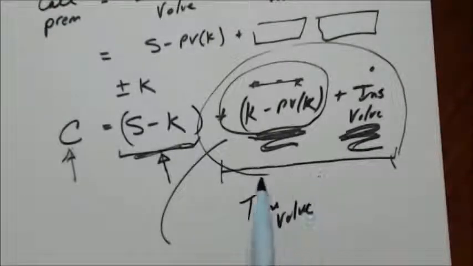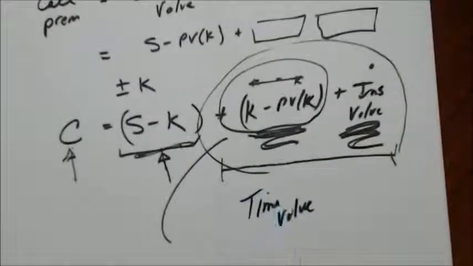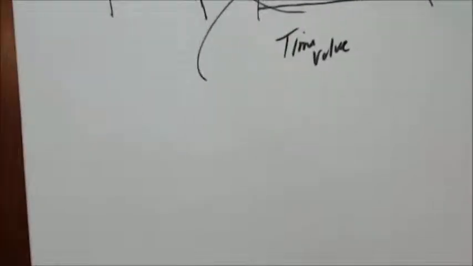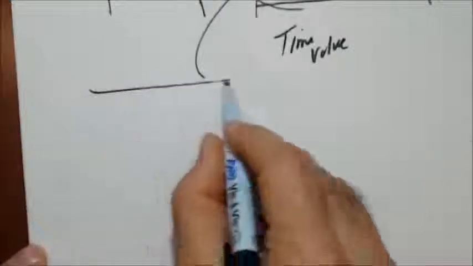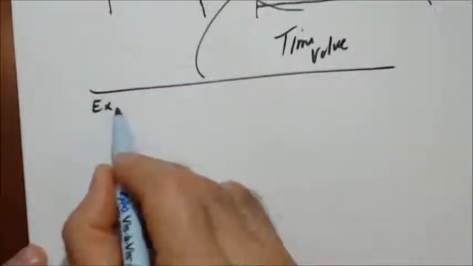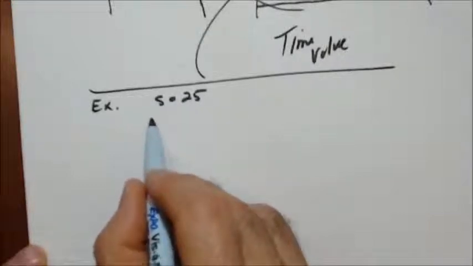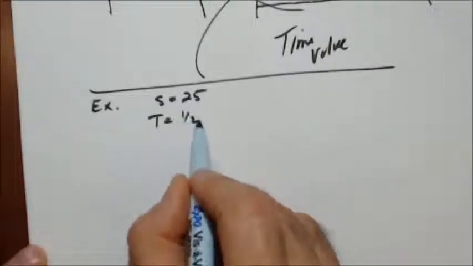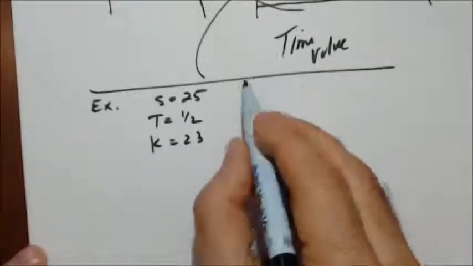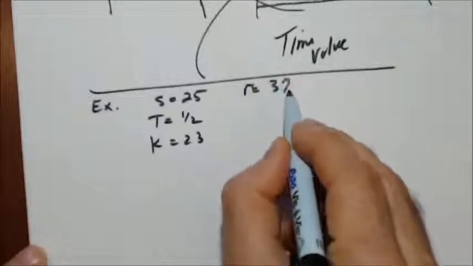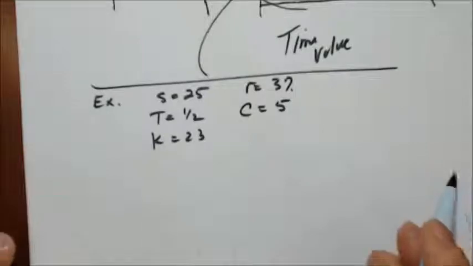Let's think about this now. Let's do an example, as I have in my notes, on page 5. We have a stock that trades at 25. It's a 6-month call, so T is 1/2 a year. The strike is 23. The R is 3%. And the call is trading at 5.